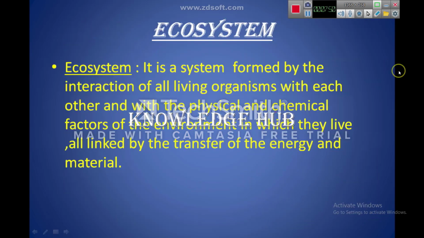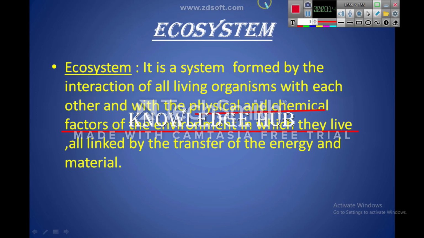Ecosystem. An ecosystem is a system formed by the interaction of all living organisms with each other and with the physical and chemical factors of the environment in which they live, all linked by transfer of energy and material. What is the meaning of physical and chemical factor?